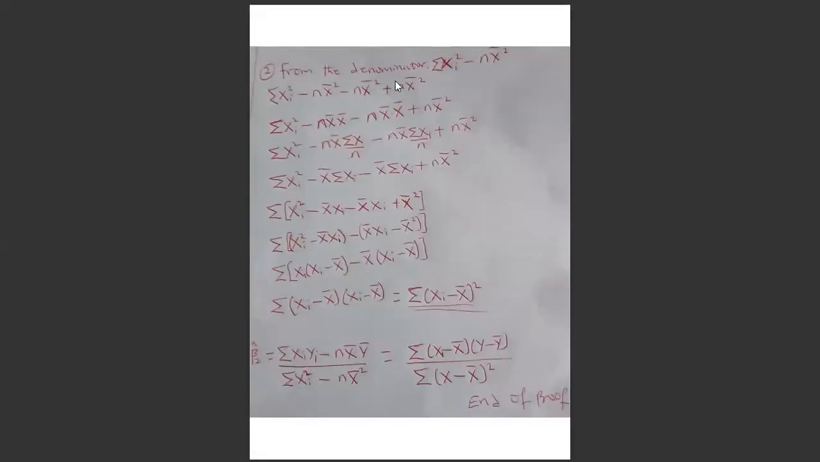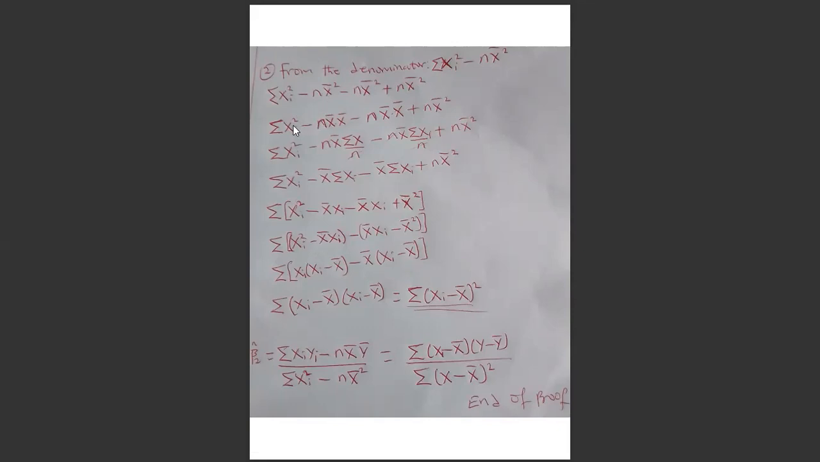Now, we are going to use the same manipulation we used in the other one. So we write this expression, summation x squared minus n x bar squared, which is the same expression we have as the denominator. Now we add minus n x bar squared plus n x bar squared. These cancel, so it's equal to 0. It's like adding nothing to this expression, meaning that this expression is equivalent to this expression.